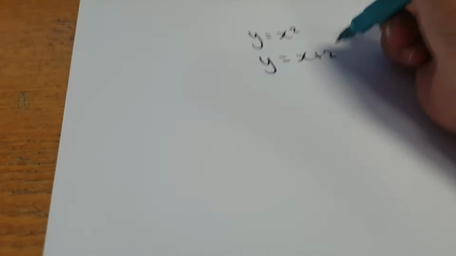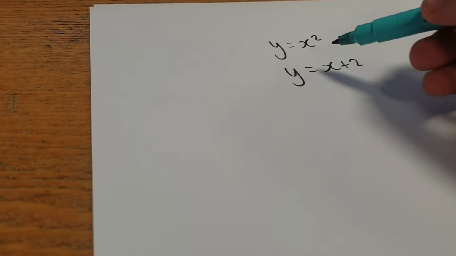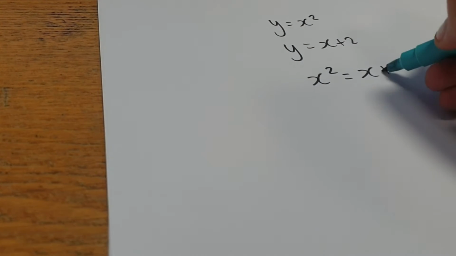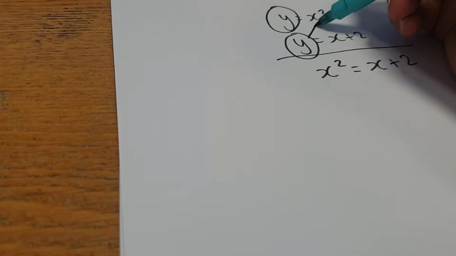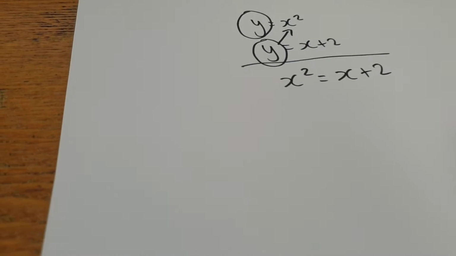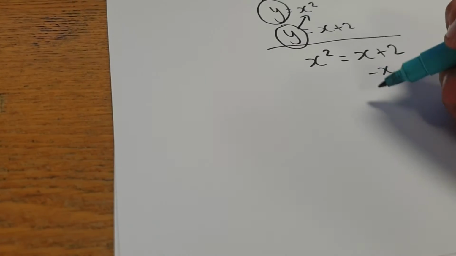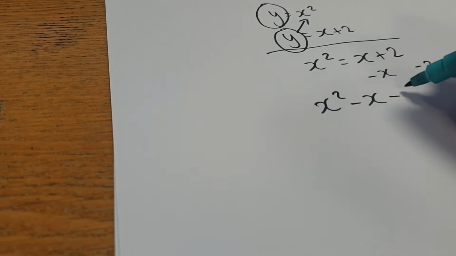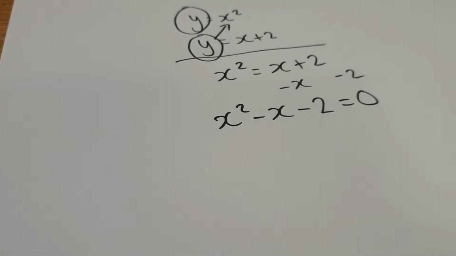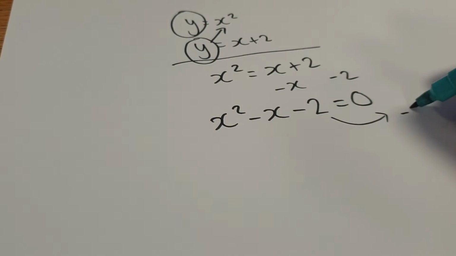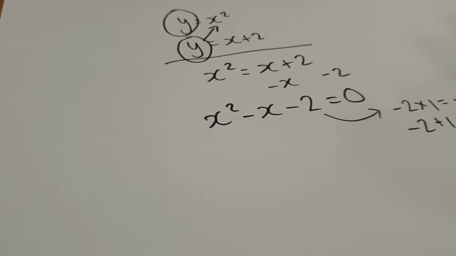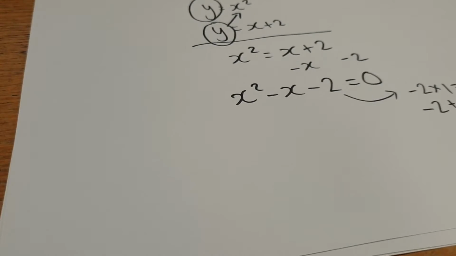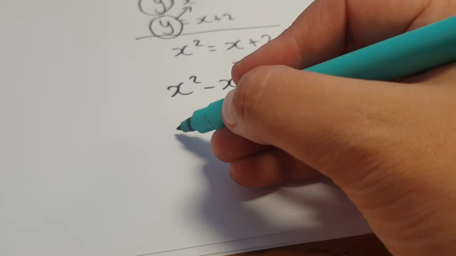Y equals x squared. Y equals x plus 2. So this one, remember we're substituting, so I'm going to do x squared equals x plus 2. Okay, instead of writing y, or here, instead of writing y is equal to x squared as well. Okay, so then minus x and minus 2 from both sides, because you want the x squared to be positive. And we get this, again, we always get this one. So minus 2 times 1 gives you minus 2, and minus 2 plus 1 gives you minus 1. So those numbers work. Okay, so I'll factorize it.